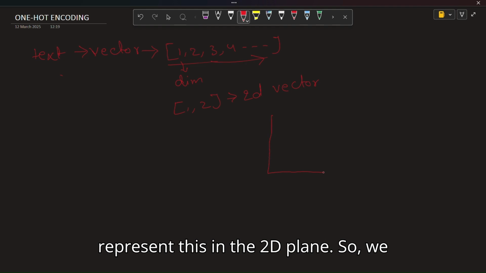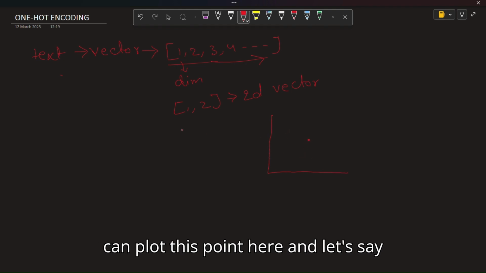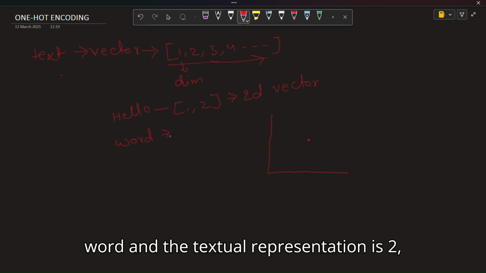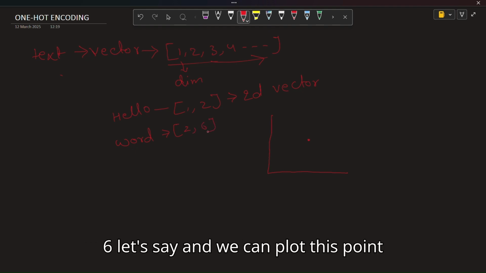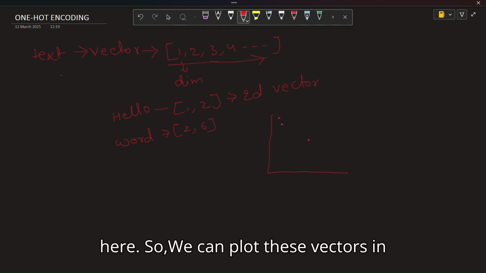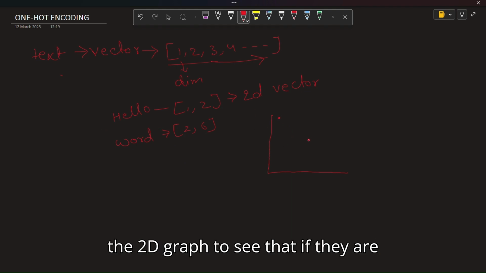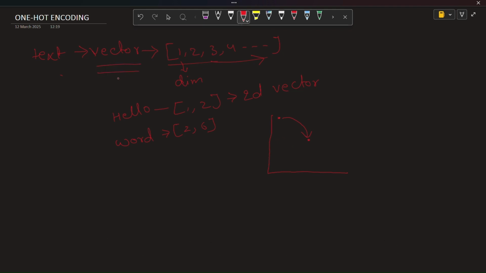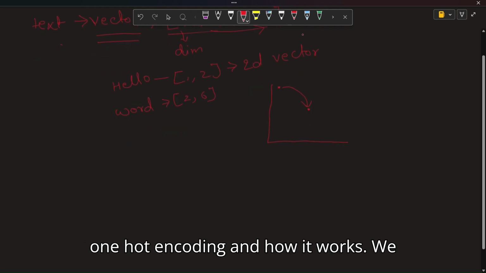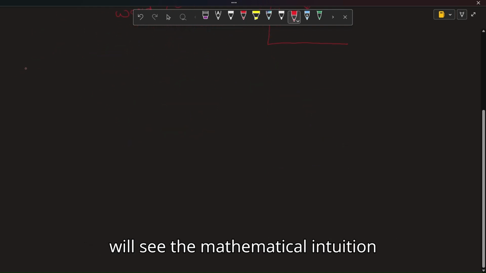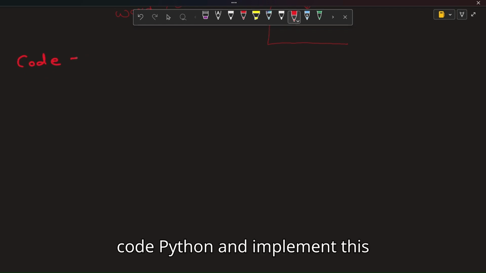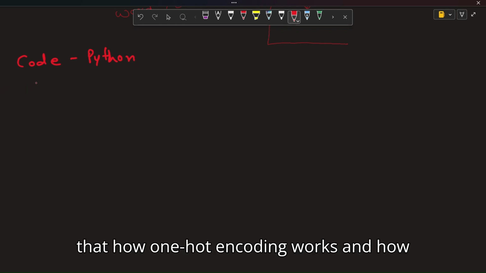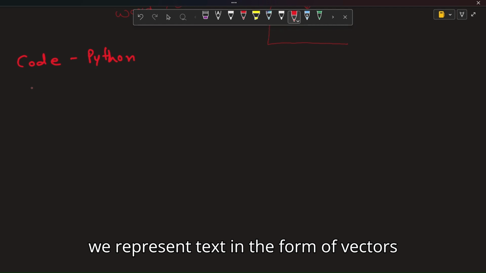And we can also represent this in a 2D plane. So we can plot this point here, and let's say this is the textual representation of the word hello, and we have another word whose representation is 2, 6, let's say, and we can plot this point here. So we can plot these vectors in a 2D graph to see whether they are connected to each other or not. So this is the use of vectors, and this is what vectors mean. Now let's see what one-hot encoding is and how it works. We will see the mathematical intuition behind one-hot encoding, and we will also code it in Python and implement this technique. So let's get started with the mathematical intuition, that is, how we represent text in the form of vectors using one-hot encoding.